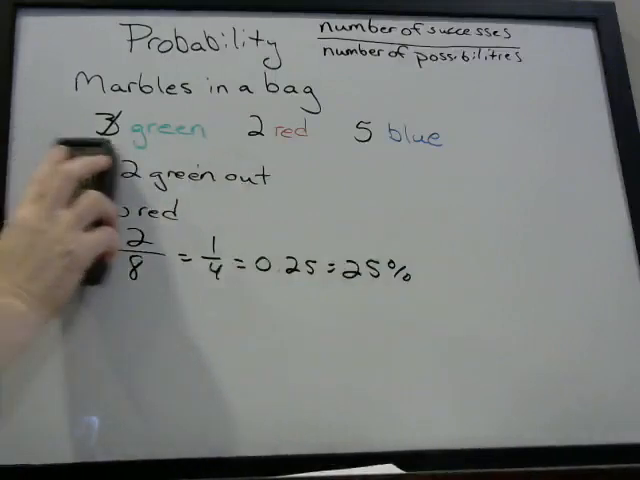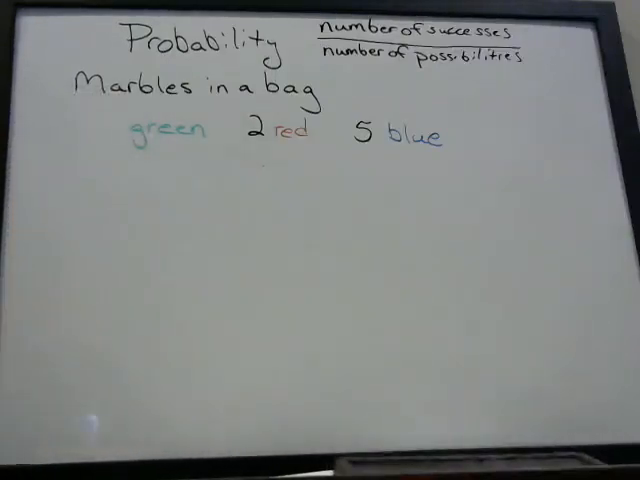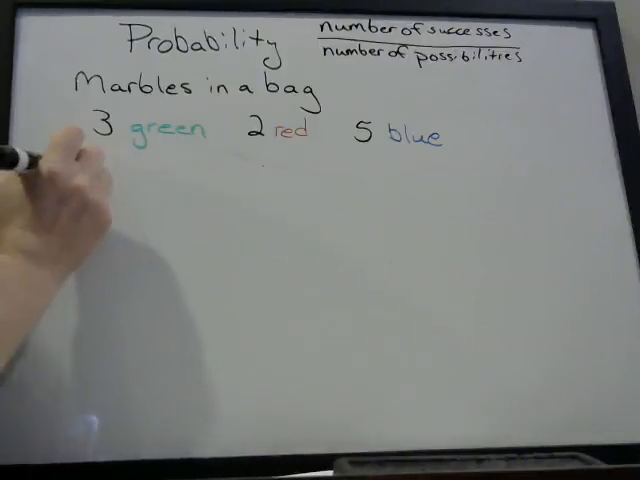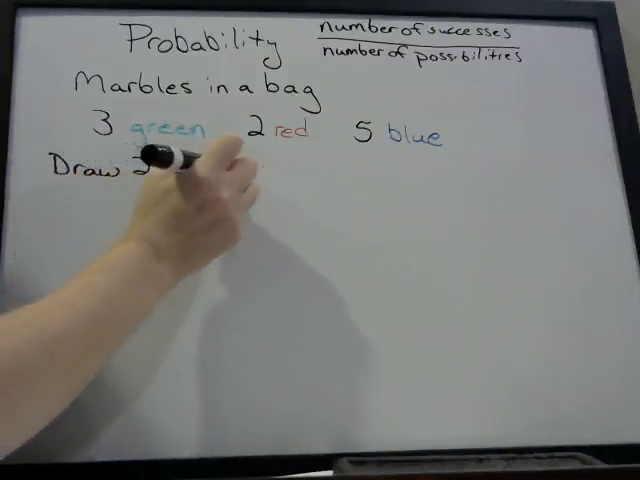Alright, let's say that we're going to put the 2 green marbles back in. Now we're going to do 2 things in a row, 2 actions in a row, or what they can call 2 events in a row. So we're going to draw 2 times in a row. Okay?